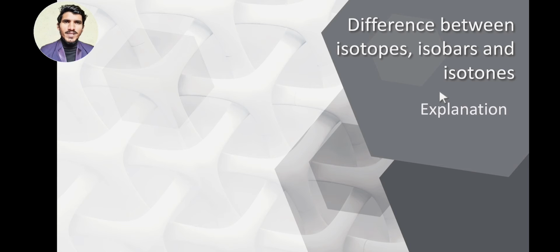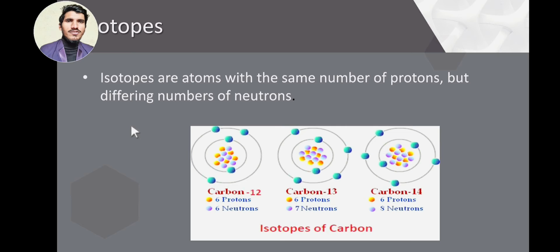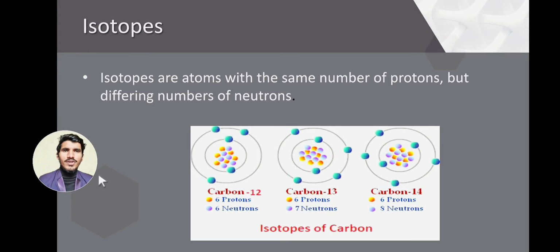So in this video I'm going to explain the difference between isotopes, isobars and isotones. Okay, so first of all you need to know what are the isotopes. So isotopes are the atoms with the same number of protons and different number of neutrons.